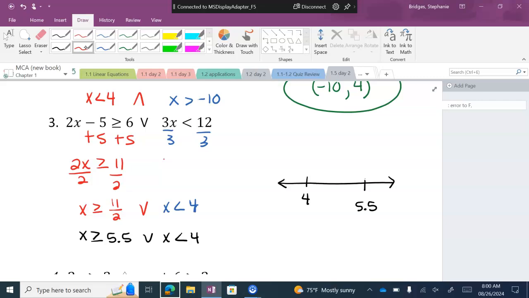So starting with the first one, if x is greater than or equal to 5.5, I'm going to shade that circle in, and greater than goes which direction? To the right. And then x is less than 4, that is open, and that goes to the left. And again, this is an OR graph, so I only have to have one of them true, but I could have both of them true. Are they true to the left of 4? Or is at least one of them true to the left of 4? Yes. Okay, so I'm going to shade there.